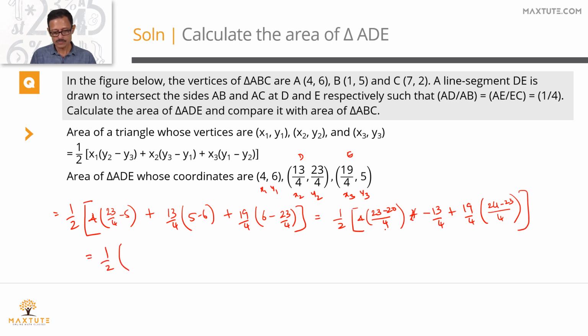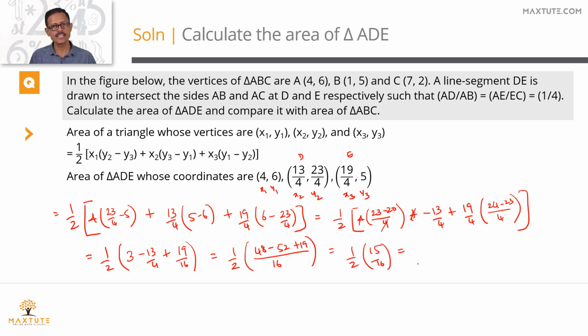This is equal to half into 4, and 4 gets cancelled to leave us with a 3, minus 13 by 4, plus we have 1 by 4 here. 19 by 4 into 1 by 4 will leave us with 19 by 16 on this part. So this is equal to half into, let's take 16 as a common denominator: 16 times 3, 48, minus 13 times 4, which is 52, plus 19. So this is half into minus 4 plus 19, 15 by 16. 15 by 16 into half is equal to 15 by 32. Found out the area of the smaller triangle ADE.